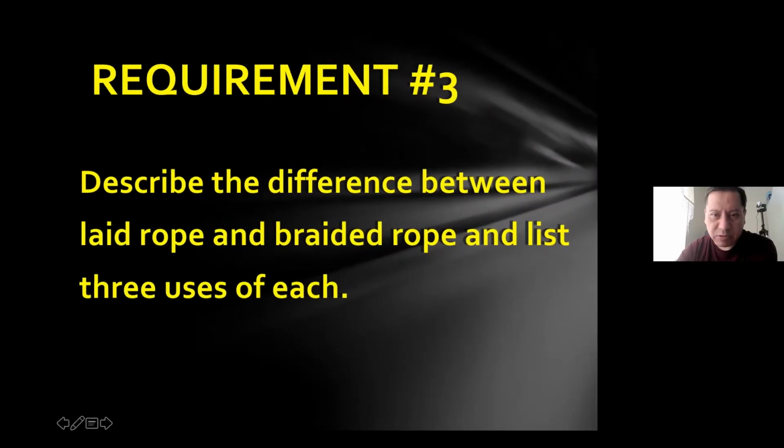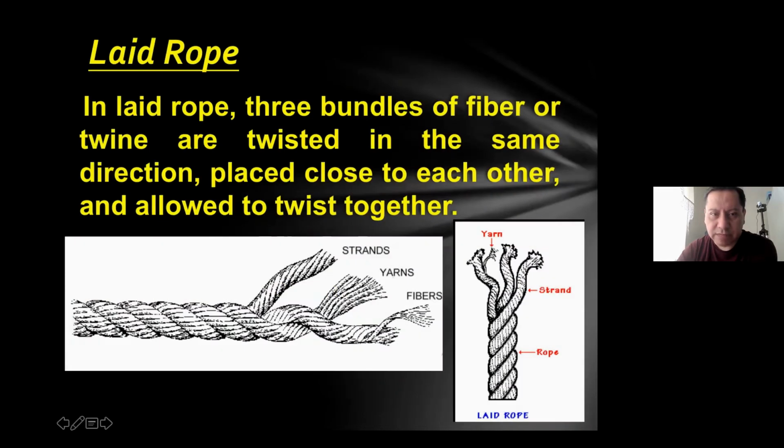All right, let's move on to requirement number 3. Describe the difference between laid rope and braided rope, and list 3 uses of each. Okay, so there's 2 types of ropes, a laid rope and a braided rope. Let's take a look at that. Let's look at the laid rope first. In a laid rope, 3 bundles of fiber or twine are twisted in the same direction, placed close to each other and allowed to twist together.